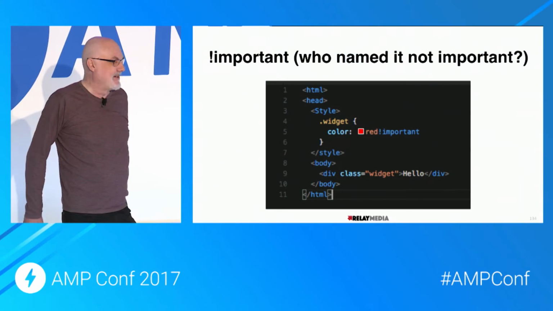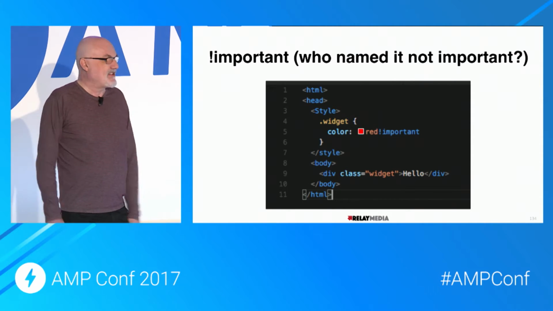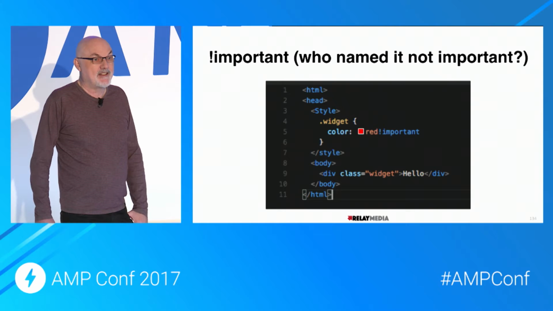So then what happens? Well, you come to important. And I really want to know who named this not important. It always bugs me. Bang important, not important. Don't know. So AMP doesn't let you have bang important in your CSS. So how do you convert this?